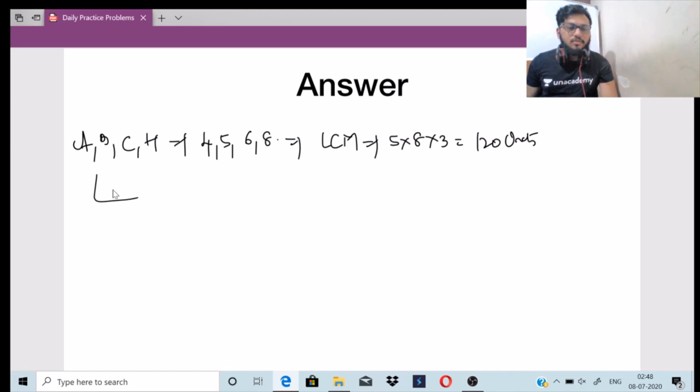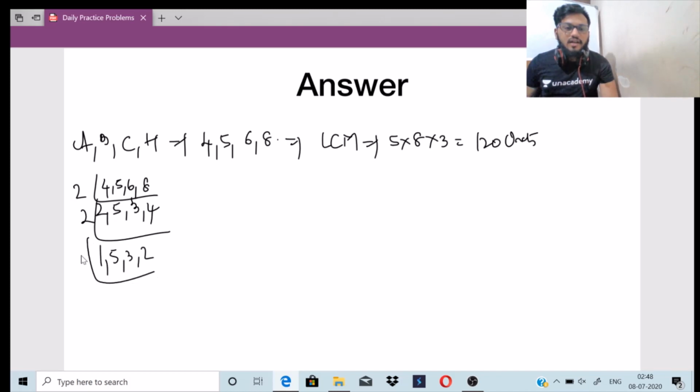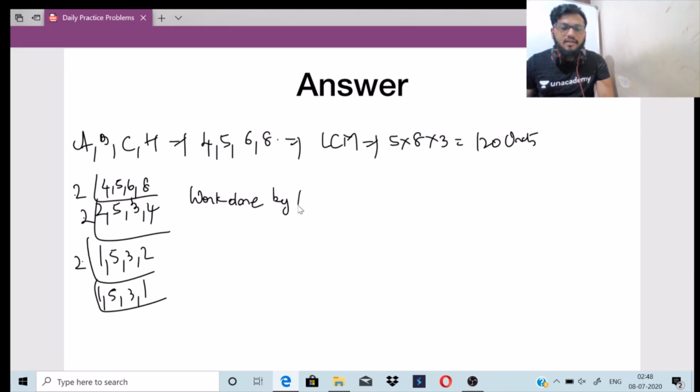Everyone knows how to find the LCM, right? 4, 5, 6, 8. 2s are 2, 2s are 5 as it is, 2 3s are 2 4s are, again I take 2, 1s are 5s are 3s are 2s are, again I take 2, 1s are 5s are 3s are 1s are. So 2 into 2 into 2, 8 into 5 into 3, 120 units.